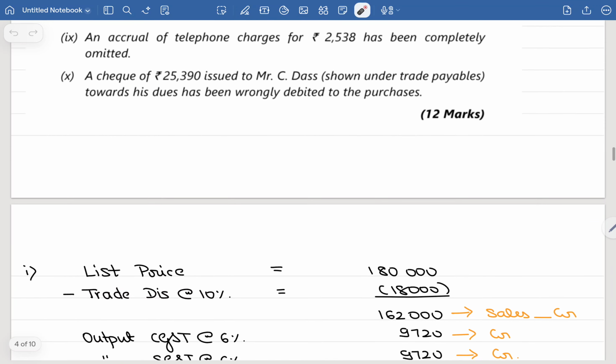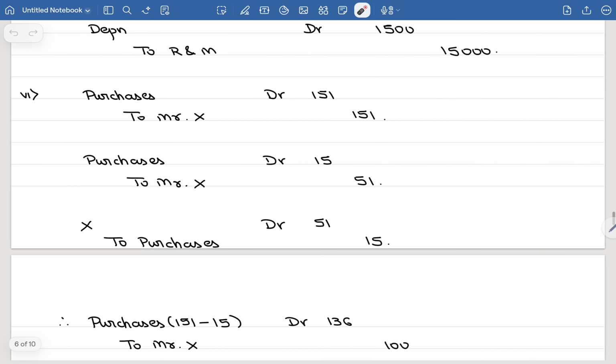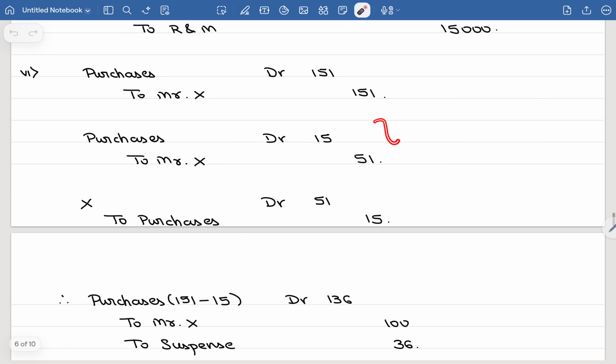So let us see how to rectify this entry. Point number 6. What is the correct entry? Purchase account debited to Mr. X account 151. What have they done? Purchase account debit 15 rupees, Mr. X account credit 51 rupees. This is the wrong entry they have passed. This wrong entry has to be reversed now. So when we reverse it, purchase account, which was debited, will be credited by 15, Mr.